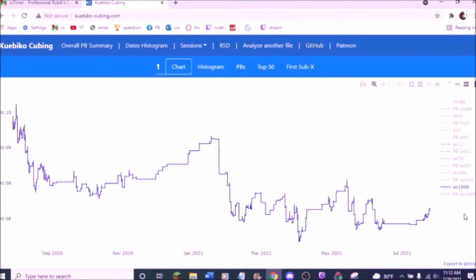In order to understand this graph, you actually need to know that before June 2020, I was averaging 8.2 to 8.5, but then I learned a bunch of new F2L algs and it took me a while to get my average back down. This is why at the beginning of the session I was averaging high 9.